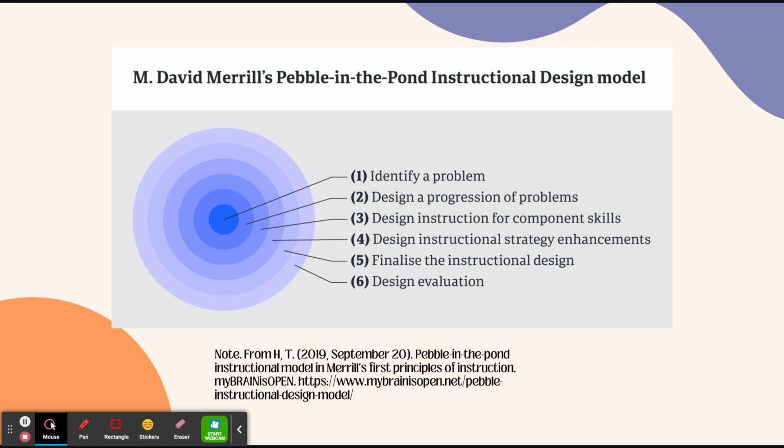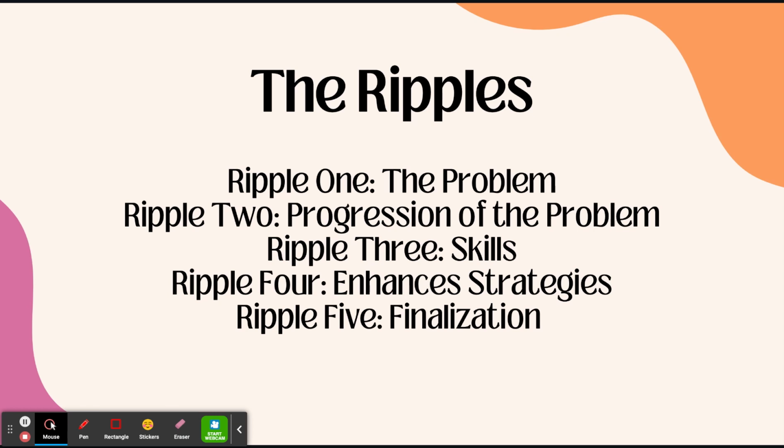So we kind of did it backwards. We discussed a training evaluation first, and now we're going to discuss an instructional design model for how we can set up our instruction in the classroom. So like we said, ripple 1 is the problem. What are we going to give our students to figure out?